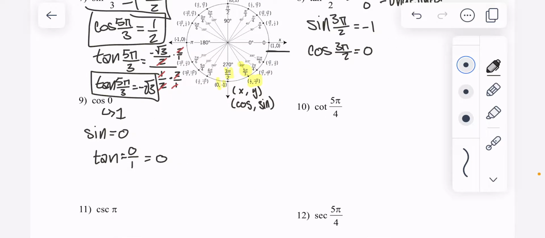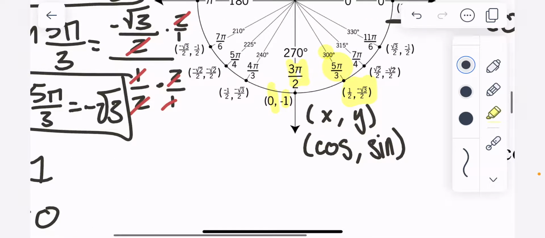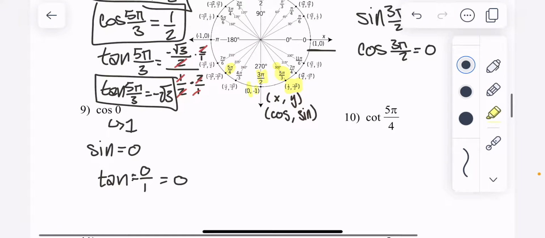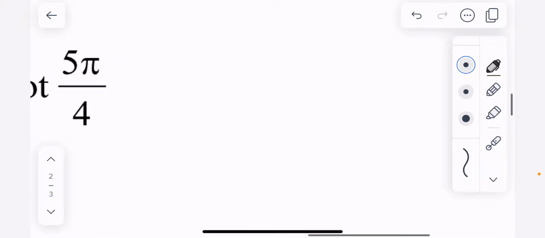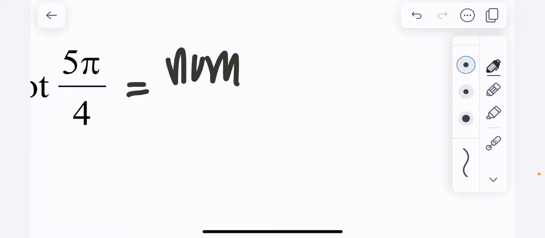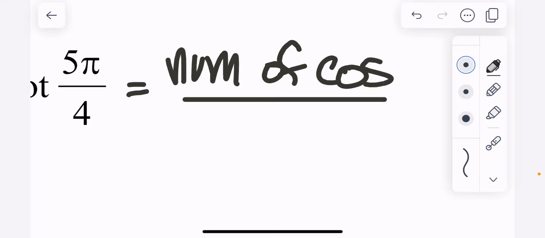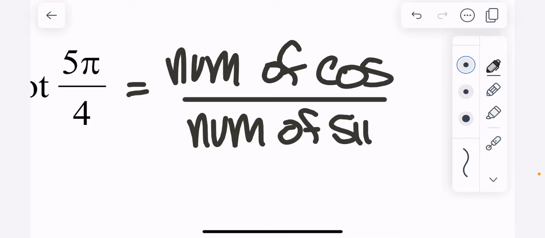The next 3, we're just going to do what it's asking us to do. We're not going to find sine, cosine, and tangent just for time's sake. So 5 pi over 4, 5 pi over 4, let's find that value on our unit circle. And we're going to be taking cotangent. So cotangent is cosine over sine. Or we can rewrite it as the numerator of cosine divided by the numerator of sine, because when I'm doing these, I don't have to worry about the denominator. So that's like the shortcut way to write cotangent as well.